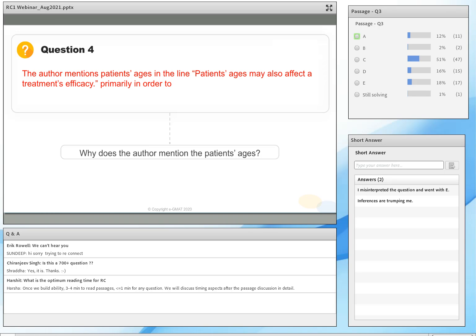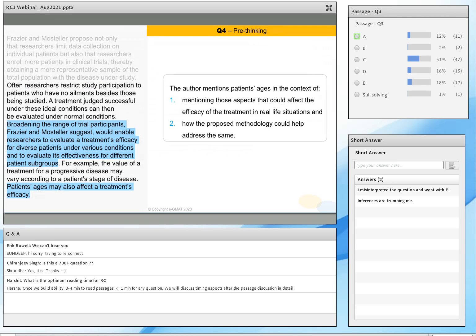Okay, question number 4. It's a function question. We are asked to figure out the reason why this last statement, the very last statement in the passage, has been made. "Patients' ages may also affect a treatment's efficacy." Why has this particular statement been made in the passage?